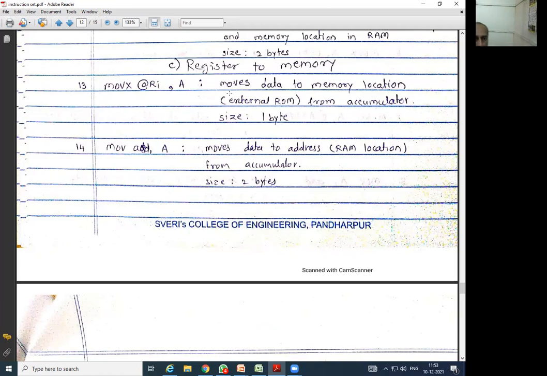So what it is doing? Moves data to memory location, external ROM. कारण MOVX आहे इथं. मी सांगितलं की जर X असेल त्या move instruction मध्ये तर it is related with external memory that is connected externally. तर accumulator मधला डेटा या एक्सटर्नल ऍड्रेस वर पाठवायचा. That is moves data to the memory location, that is external ROM, from accumulator, like this.